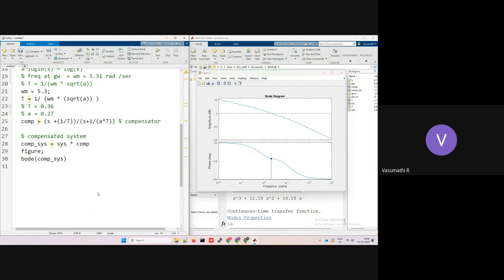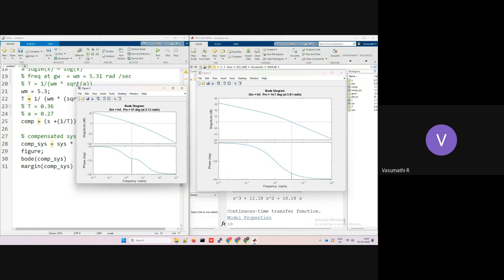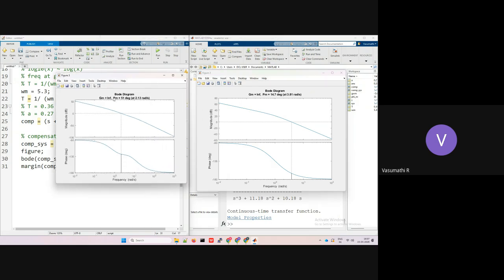Sorry, margin of compensated system. So here, this is the compensated system. That is, phase margin is 51. Phase margin here was 15. So here it is 51. That is greater than 45. The criteria has been satisfied.